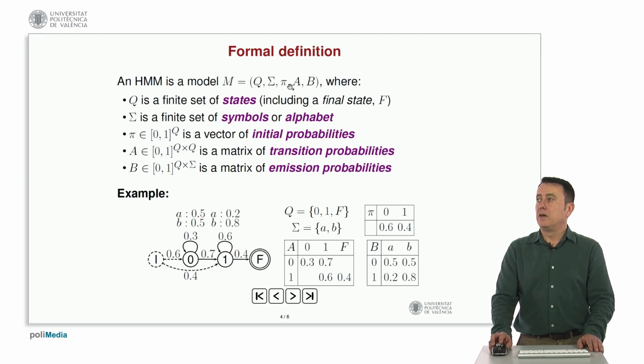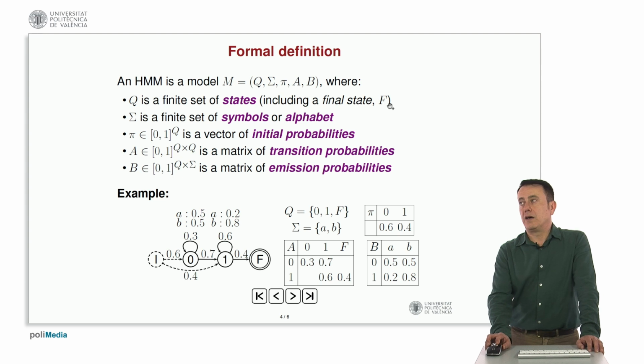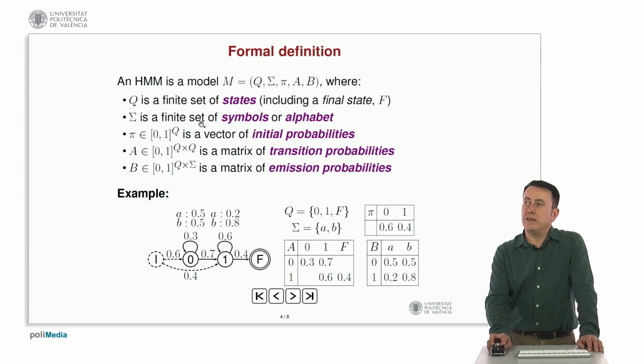An HMM is a model M, which is an ordered set including 5 elements, Q, sigma, pi, A, B, where Q, capital Q, is a finite set of elements that are referred to as states, including a special final state, capital F. Sigma, capital sigma, is a finite set of elements commonly referred to as symbols or alphabet. Pi is a vector indexed by states of initial probabilities. A, capital A, is a matrix indexed by pairs of states. It is called the matrix of transition probabilities. And then B is a matrix indexed by pairs of state and symbol, which is called the matrix of emission probabilities.